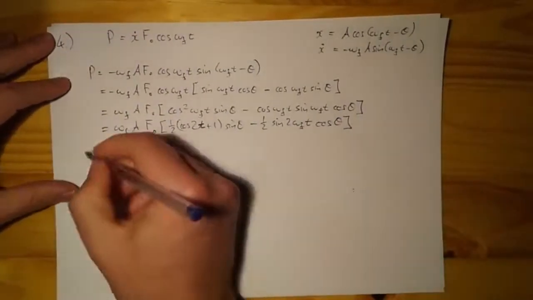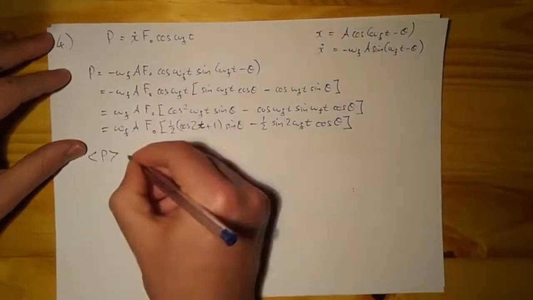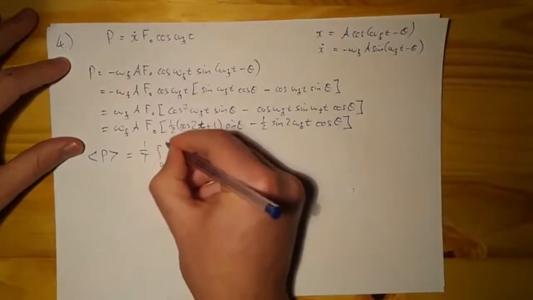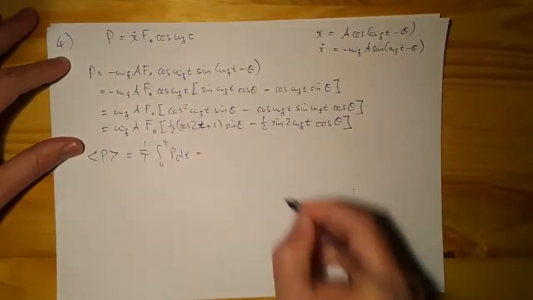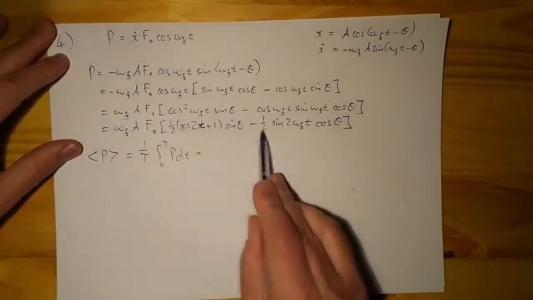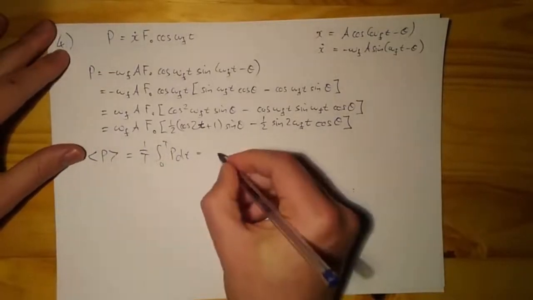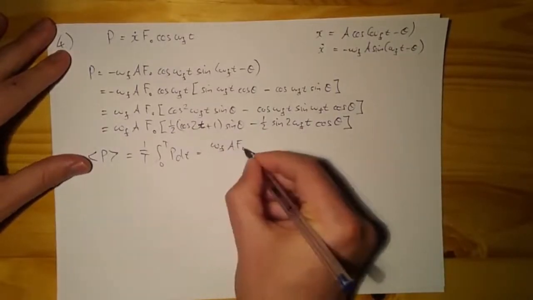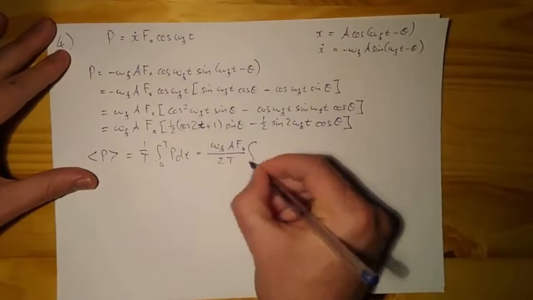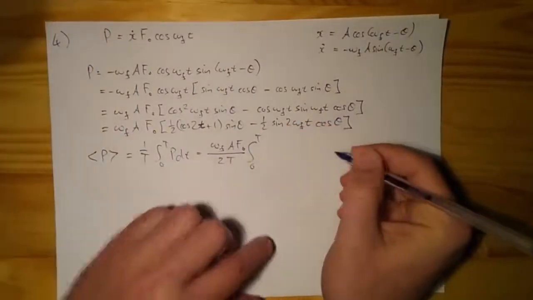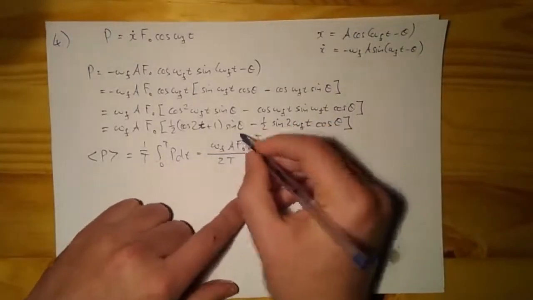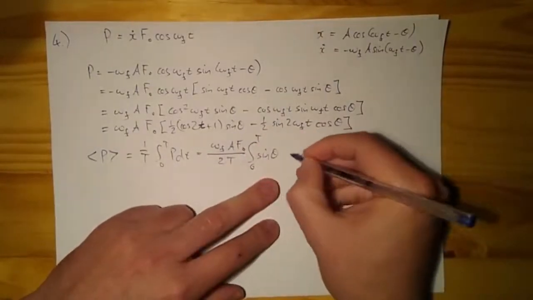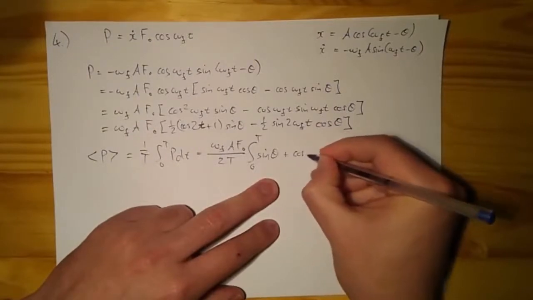So let's integrate it. Find the definite integral. So what I want is 1 over T integral from 0 to T of p dt. And that is therefore, all right, I can take out half as a common factor. So I am left here with omega f a f0 over 2T times the integral from 0 to T. Sure. Okay, let's see. I'm left here, I'm going to multiply this out. So that is sine theta plus cosine.